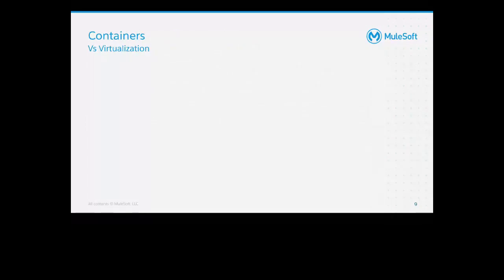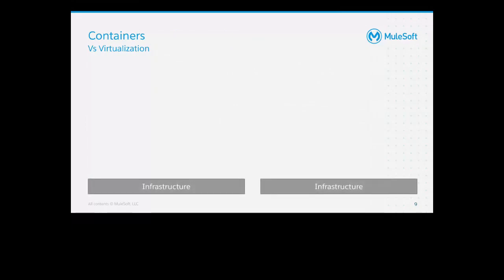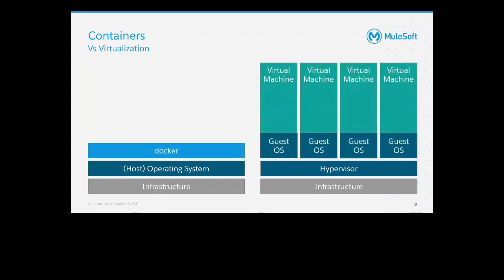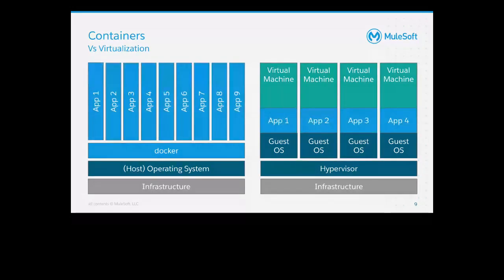So if we look at containers versus virtualization, they both require infrastructure, but a container requires a host operating system, whereas a virtual machine requires a hypervisor. And then you have Docker as the underlying mechanism for building and running the containers, whereas on the hypervisor, you need a virtual machine with a guest OS. And when you have all of this in place, then you can run applications.